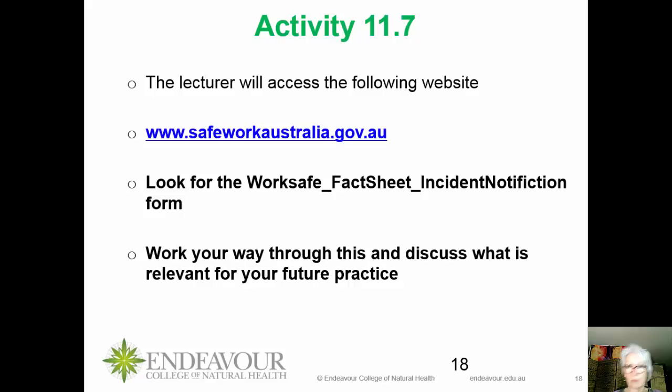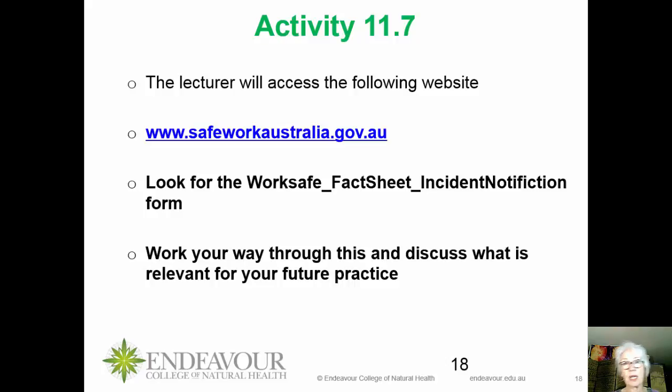Here's an activity. Your tutor will access the following website for you: www.safeworkaustralia.gov.au. Look for the WorkSafe fact sheet incident notification form. Make sure that you get the one with the A in the word notification. It's been left out there. Work your way through this and discuss what's relevant for your future practice.